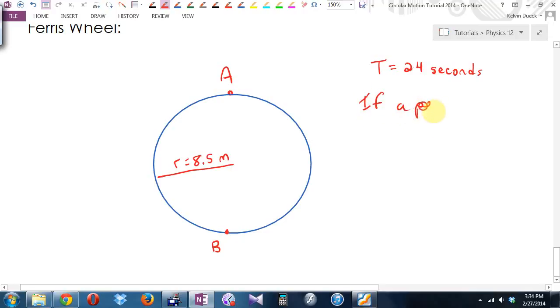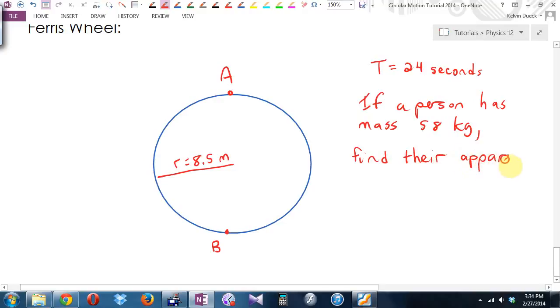If a person has mass 58 kilograms, find their apparent weight, also called the force from the seat, also called the, hey, what force are we talking about here? Oh, all right.